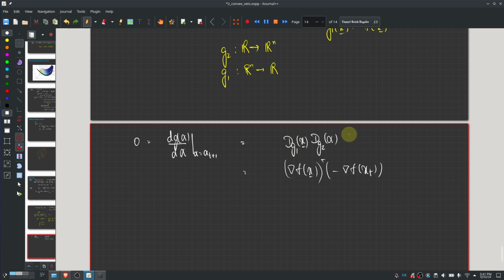Alpha t plus 1. But what is x equal to? x equal to xt minus alpha gradient f of xt. So when I take alpha equal to alpha t plus 1, what do I get? Xt plus 1.